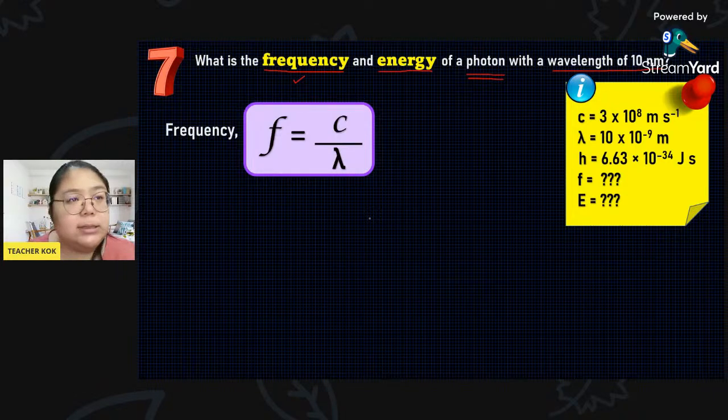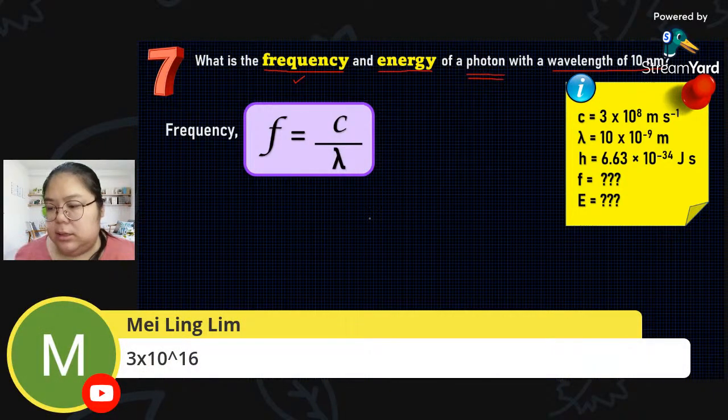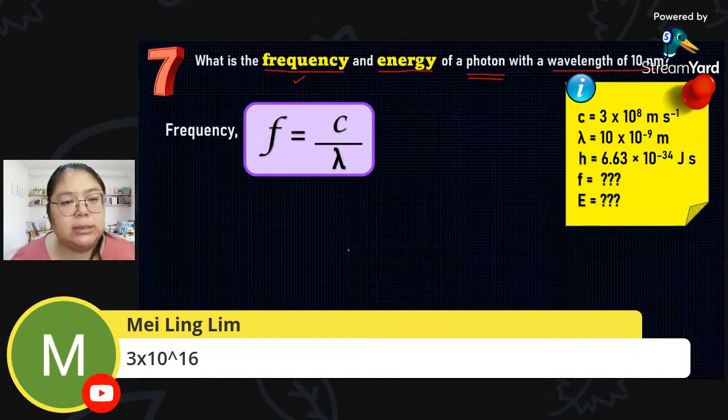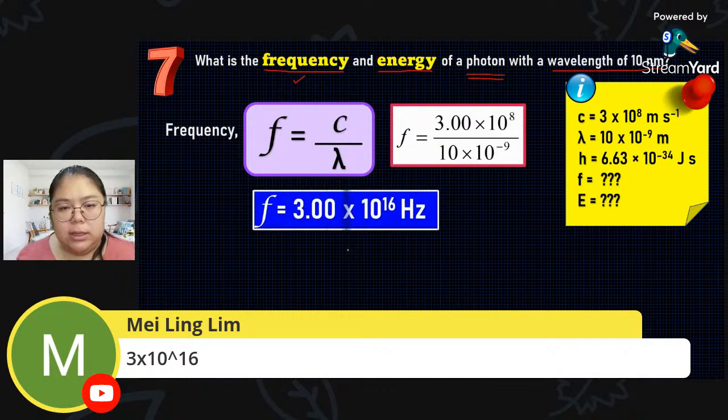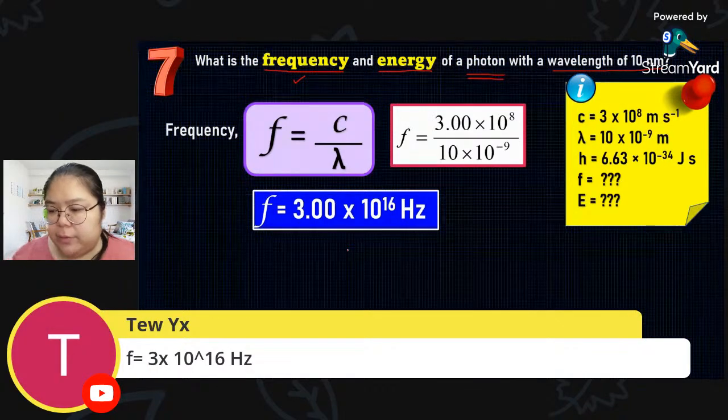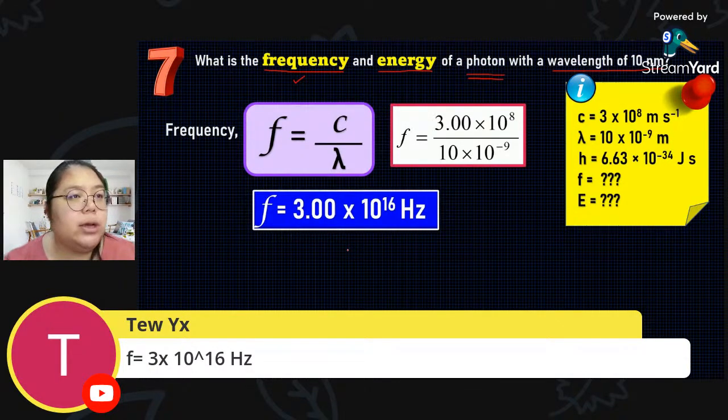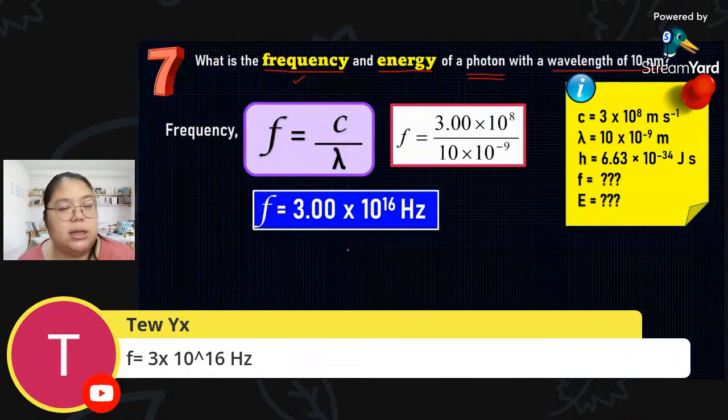Mei Ling said 3 power of 16. Okay, we go to show the answer. So we apply all the things. Unit, everybody forgets the unit. The frequency is in hertz. Yeah, correct, from the tube. They give me the answer 3 power of 16, then hertz. Okay, they give me the hertz already.